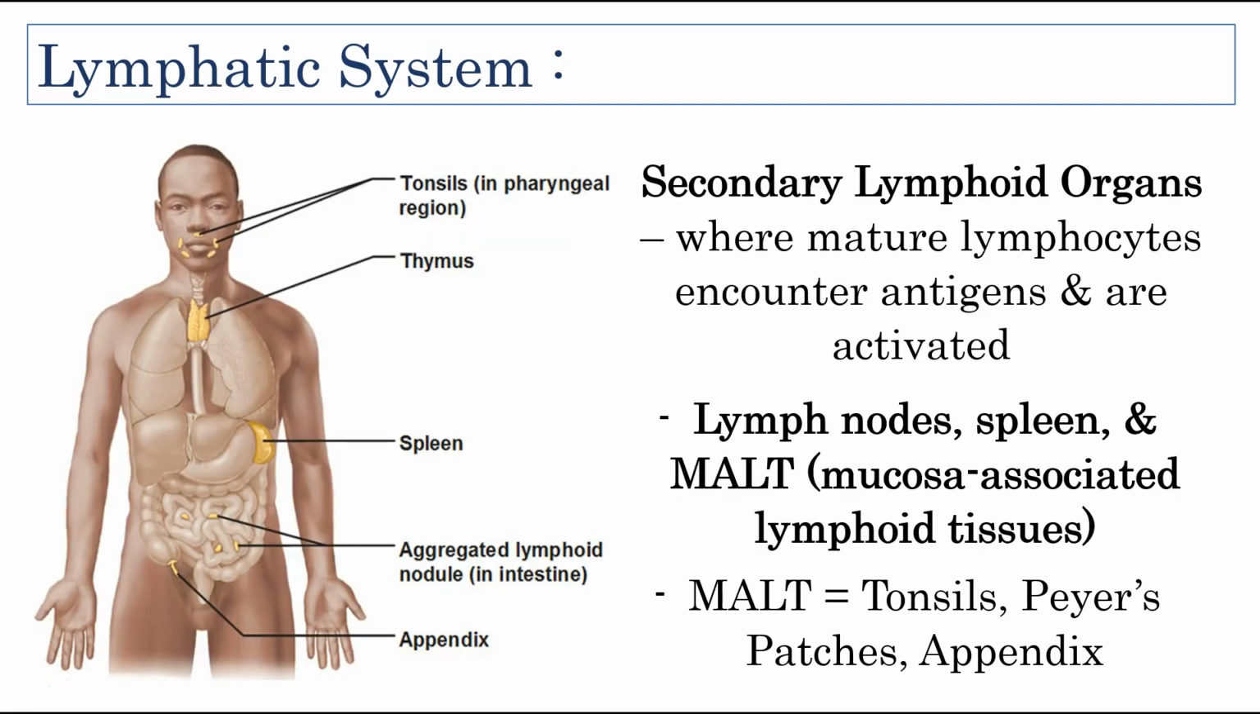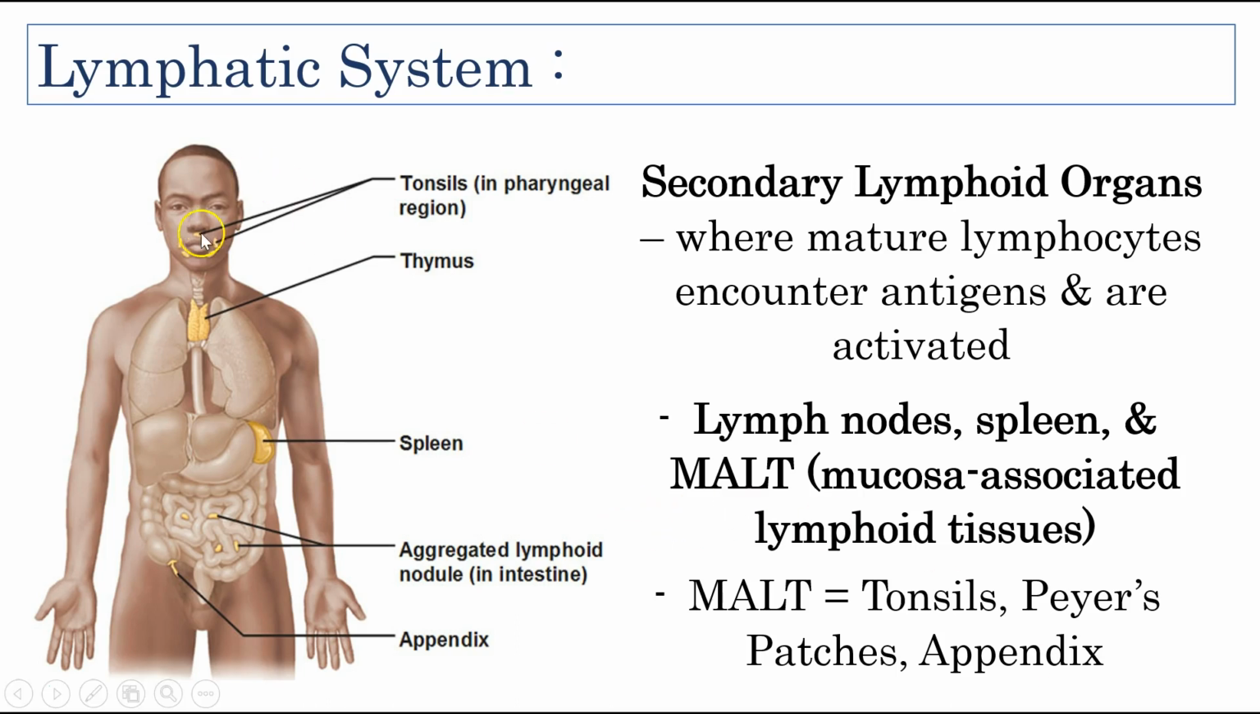Secondary lymphoid organs, this is where mature lymphocytes are going to be actually encountering antigens. Lymph nodes, spleen, and MALT, mucosa-associated lymphoid tissues. It's a really fancy way of saying just loose, dense, packed collections of a lot of lymphatic follicles, a lot of those lymphatic centers of just dense B cells with few T cells and a little bit of connective tissue surrounding. This includes the tonsils, Peyer's patches, and the appendix.